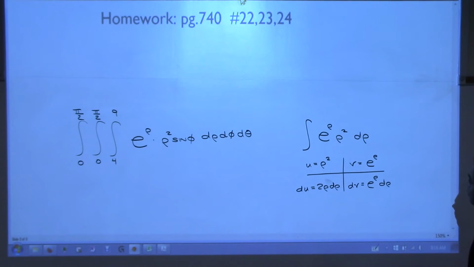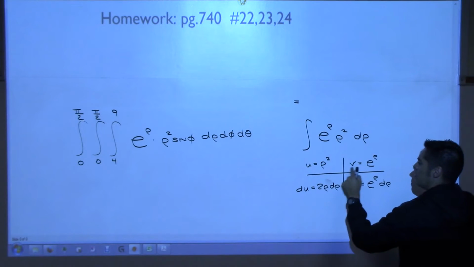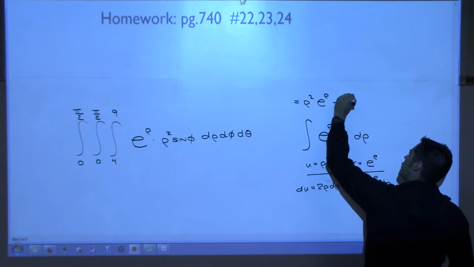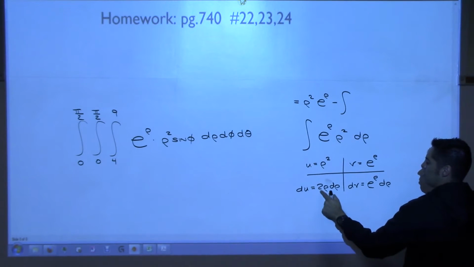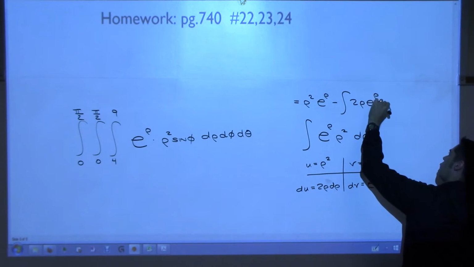So by the formula for integration by parts, this will turn into u times v, so rho squared e to the rho, minus the integral of v times du. So notice I have a 2 there: 2 rho e to the rho d rho.